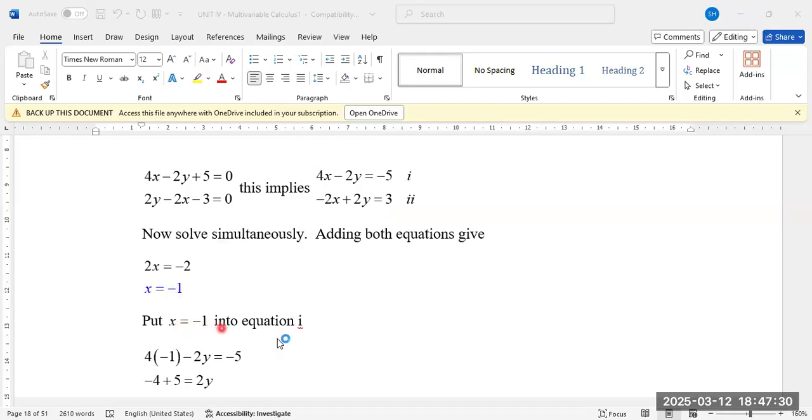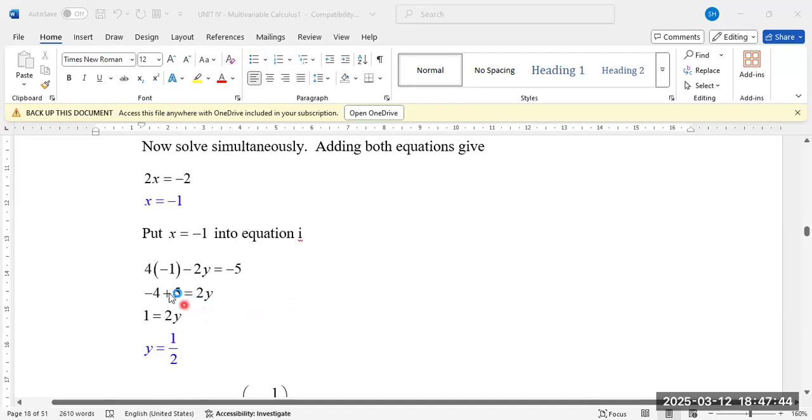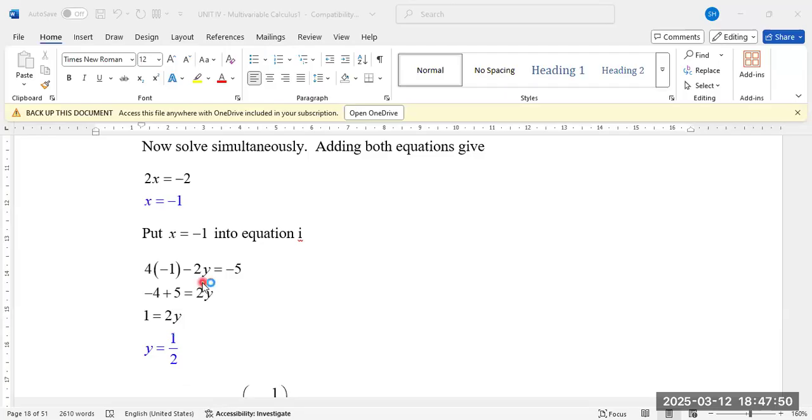I'm going to put x equals negative 1 into any of the equations. I chose equation 1. What that gives me is 4 times negative 1 minus 2y equals negative 5. So that will be minus 4. I'm adding 5 to this side here.